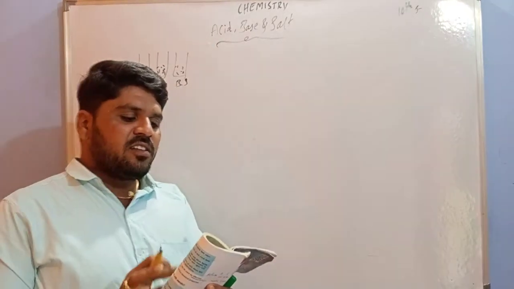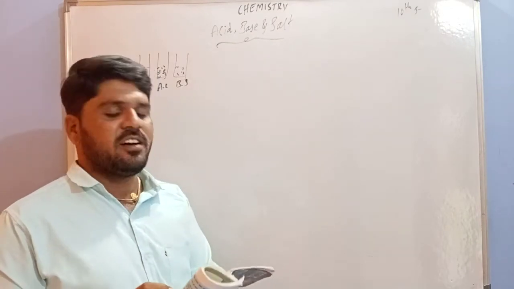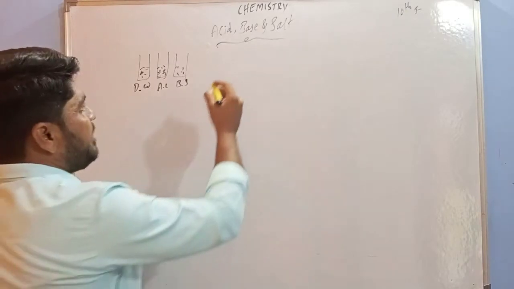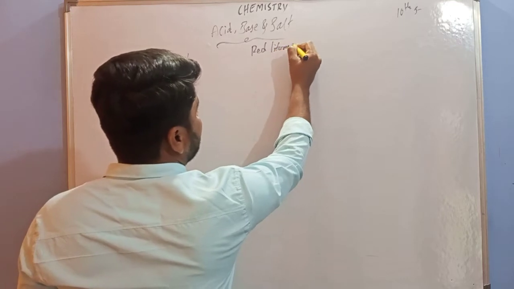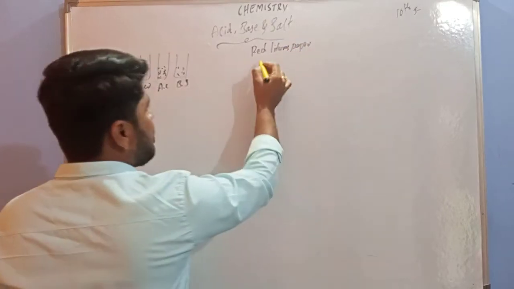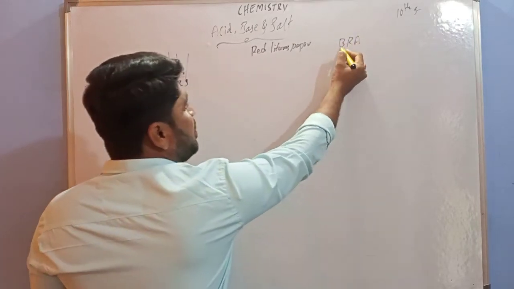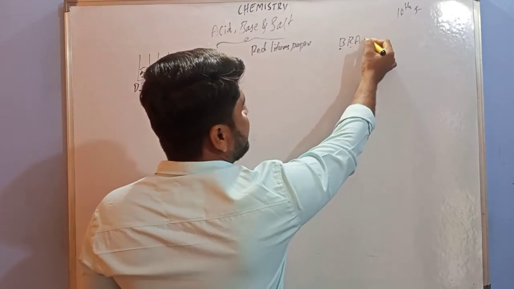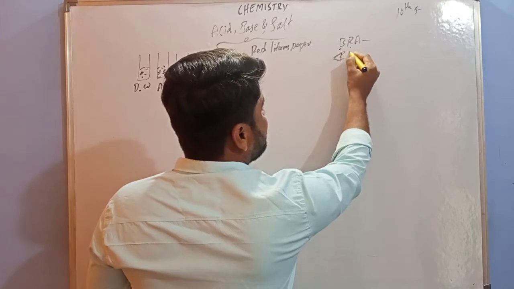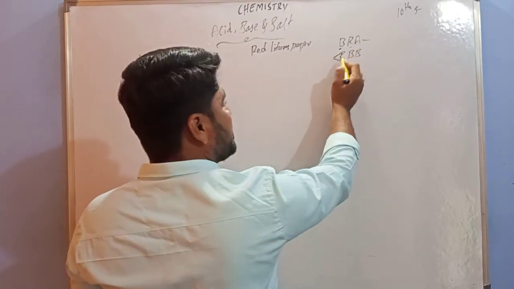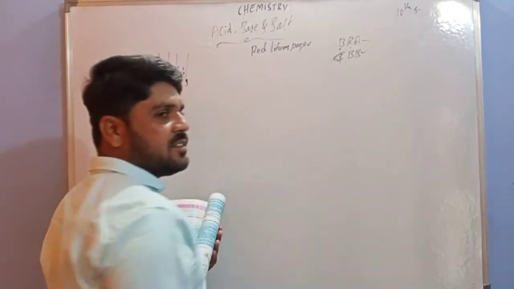If you are given the red litmus paper only, how will you identify the contents of each test tube? So I am giving you red litmus paper. The trick is BRA: blue litmus paper turns to red, we call it acidic. And RBB: red litmus paper changes into blue, so that is basic in nature.